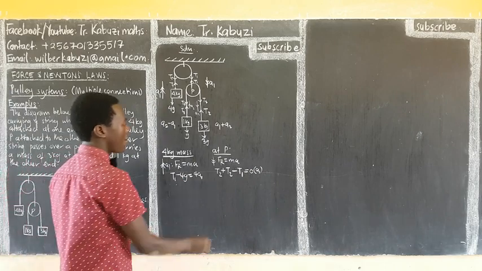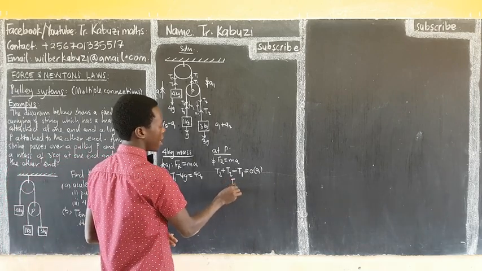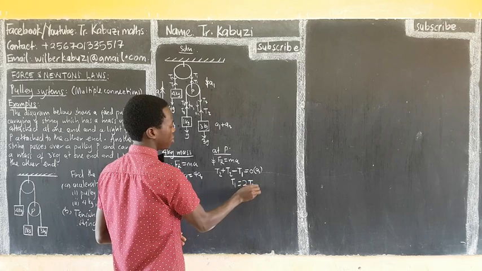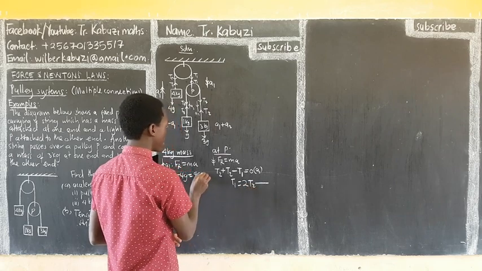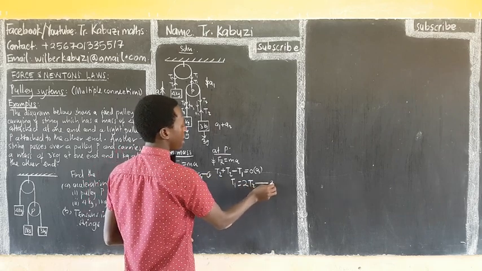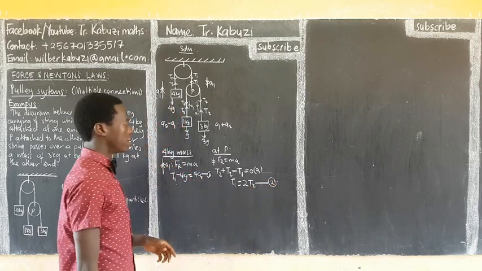Okay, after that, it's our T1. From there, it's going to be T2. I call this equation 1. This is now going to be equation 2.